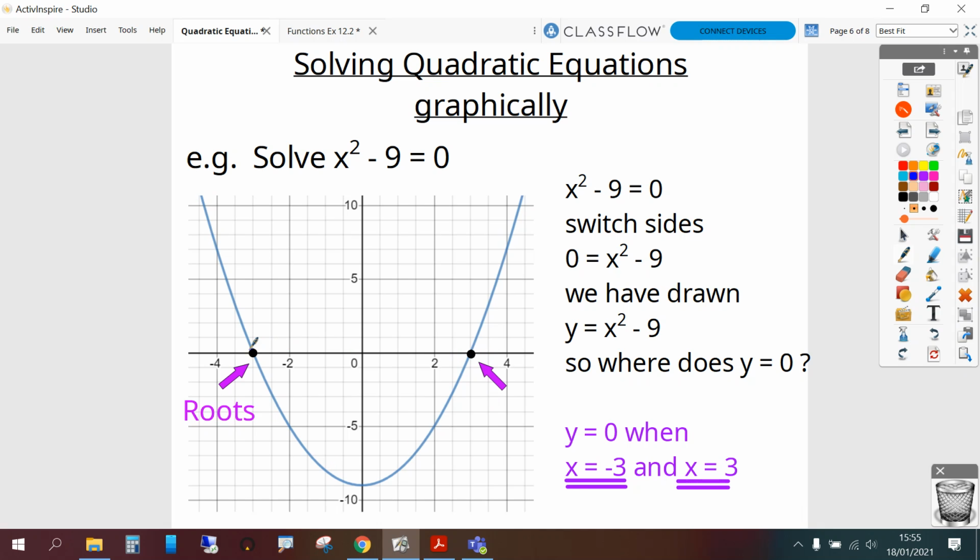Well, again, where the black dots are, where the arrows are pointing, these are the places where the graph of x squared minus 9 is worth 0 on the y-axis. So that there is the solution. But here we've got negative 3, and here we've got positive 3. So our solution to the equation is x equals minus 3 and x equals 3.